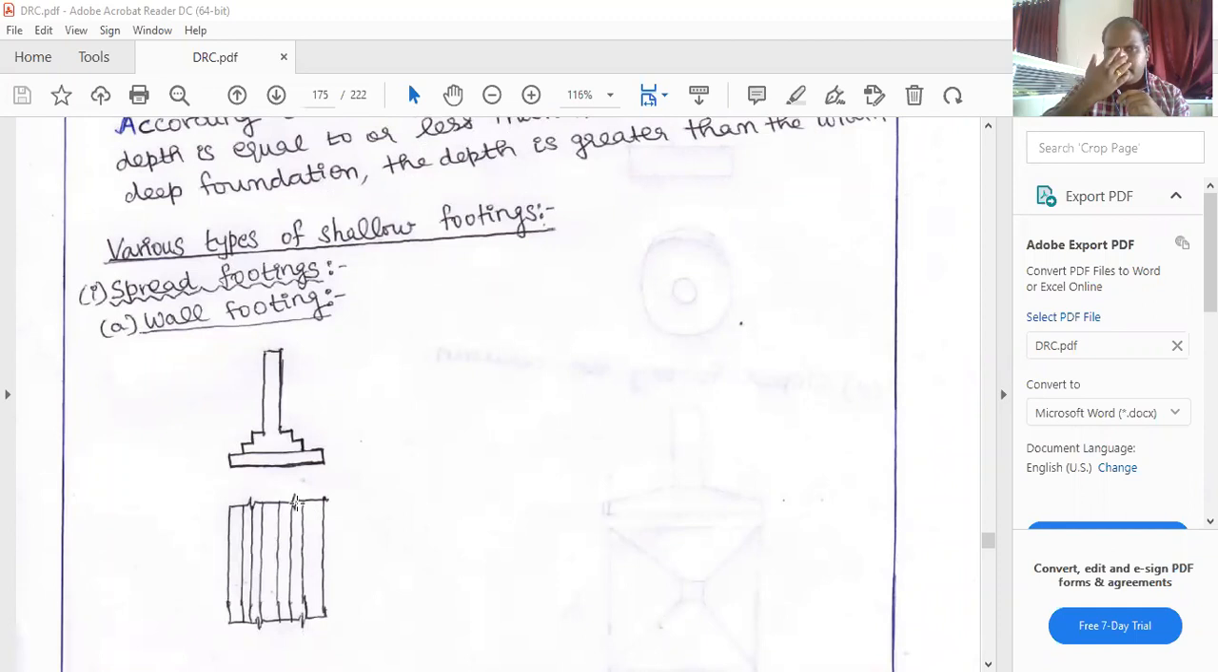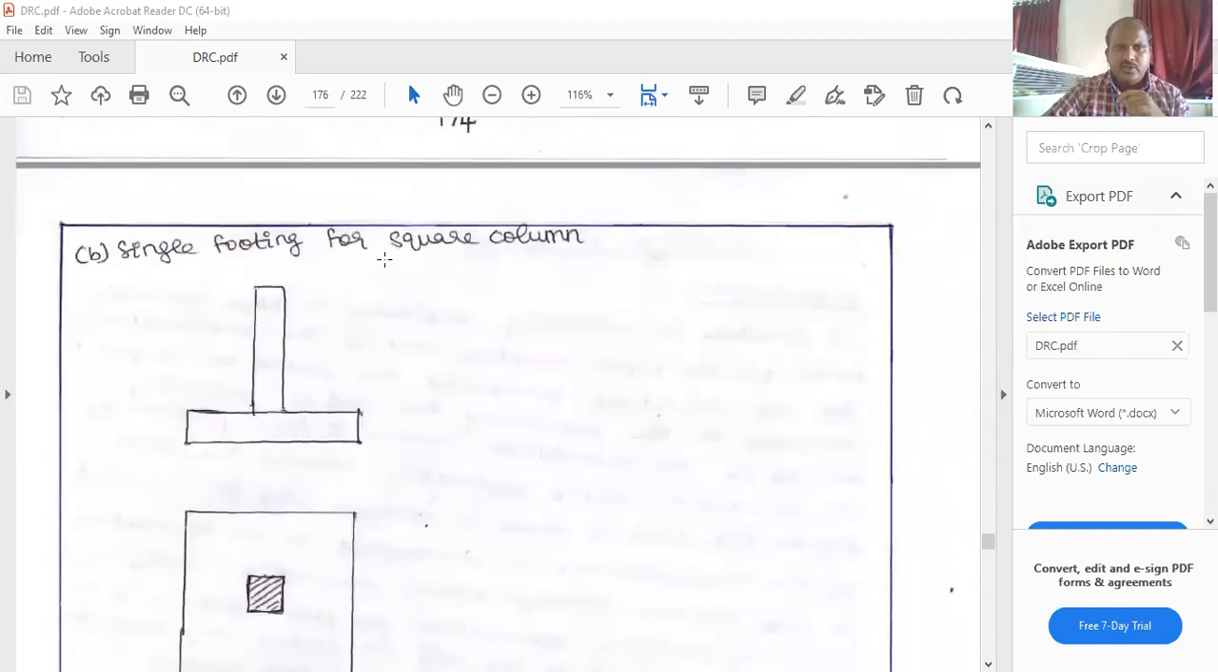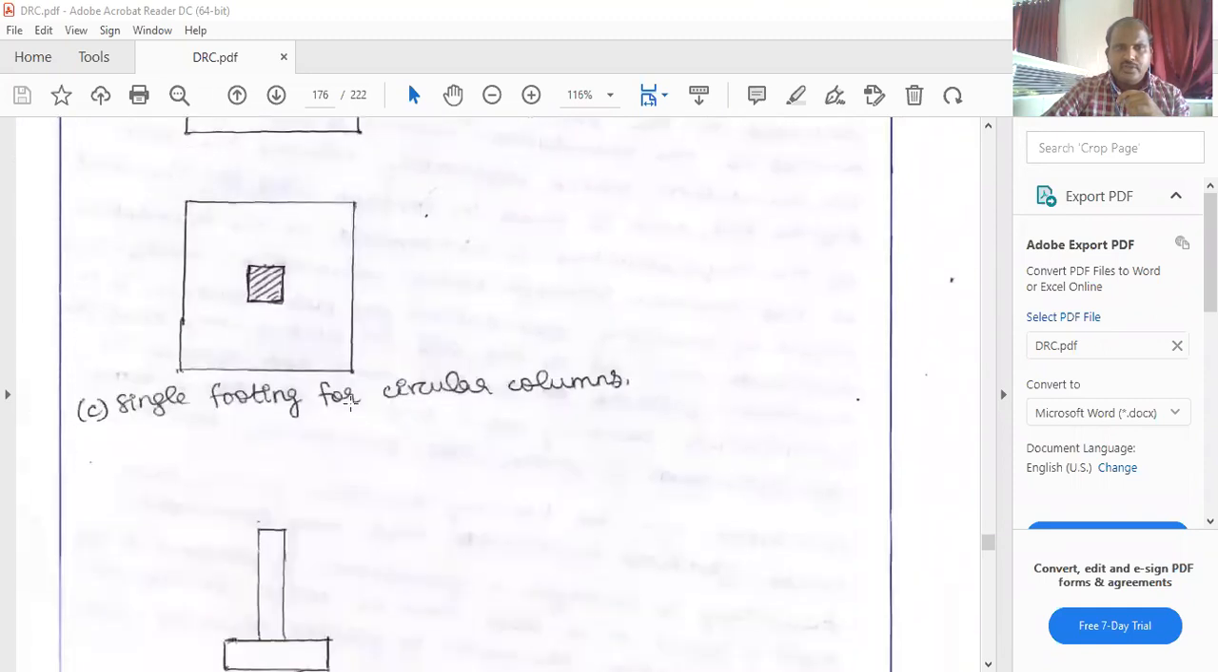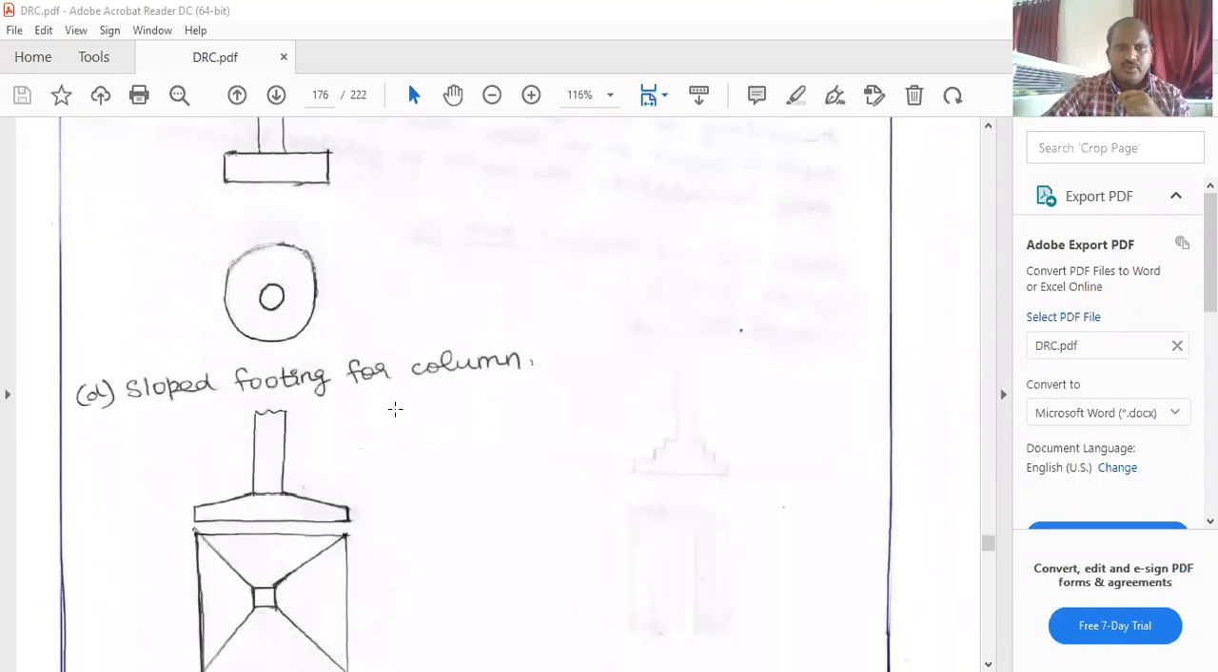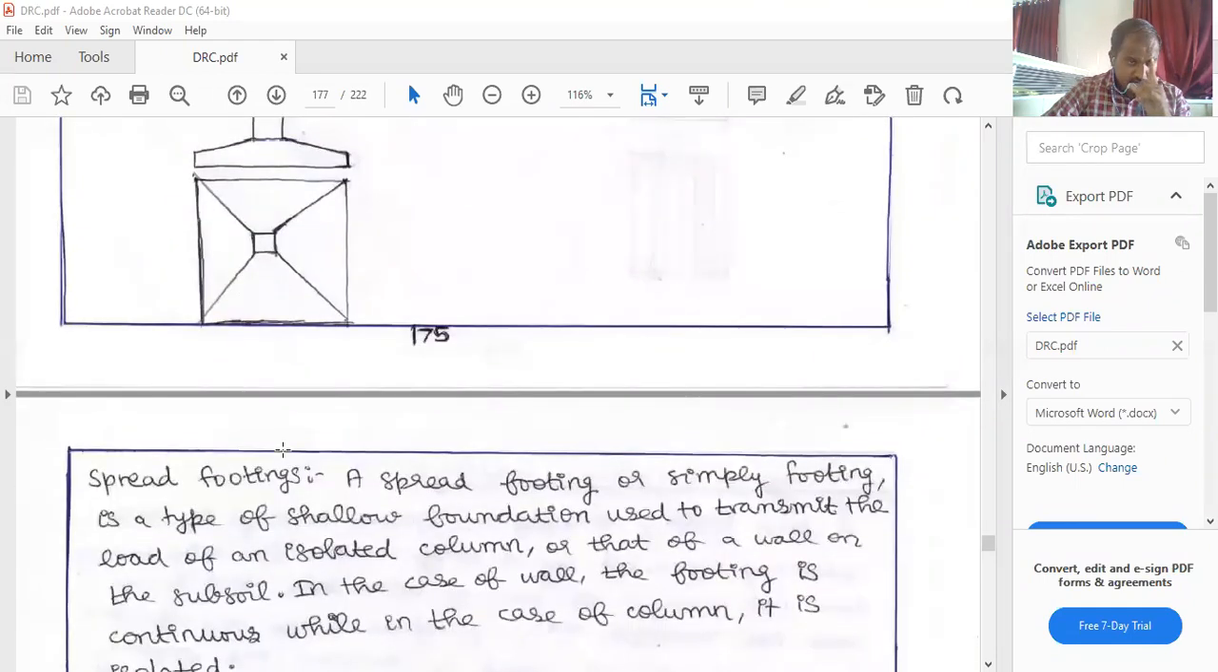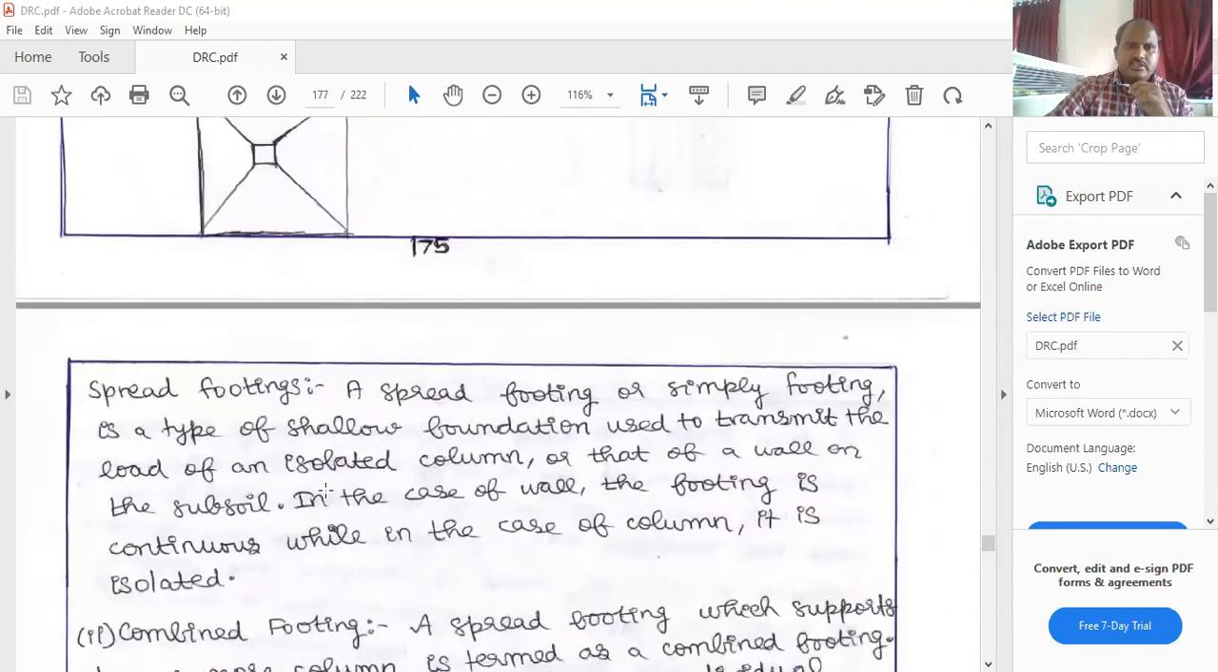The first one is spread footing. It consists of a wall footing, a single footing for a square column, a single footing for a circular column, and a sloped footing for a column. A spread footing or a simple footing is a type of shallow foundation used to transmit the load of an isolated column or that of a wall on subsoil. In the case of a wall, the footing is continuous, while in the case of a column, it is isolated.